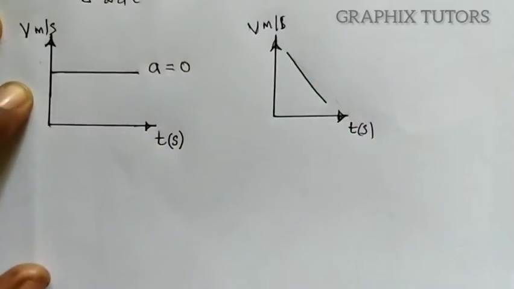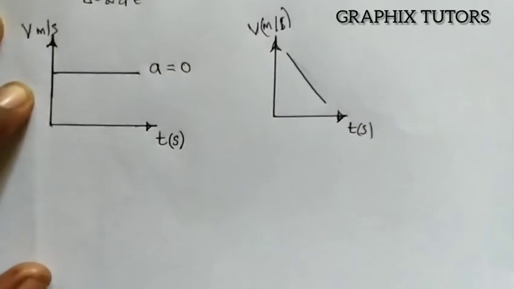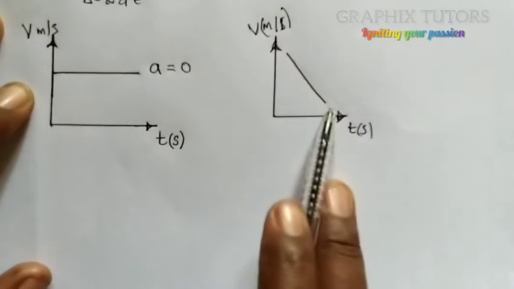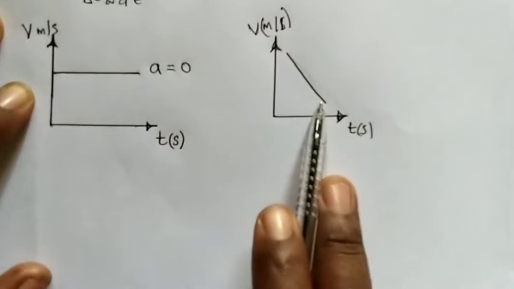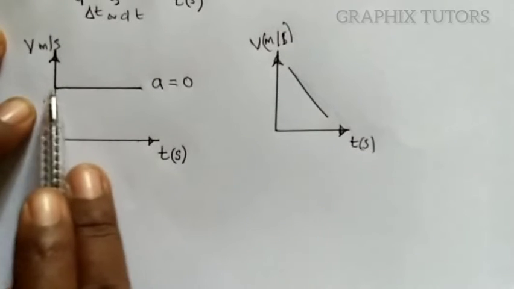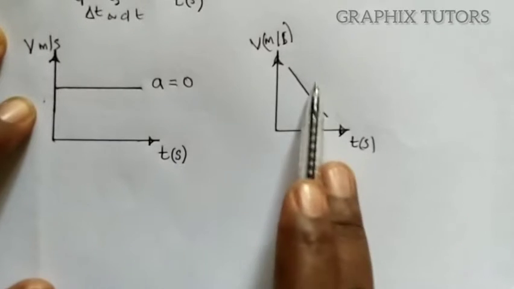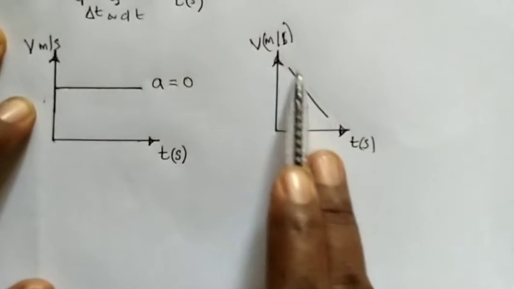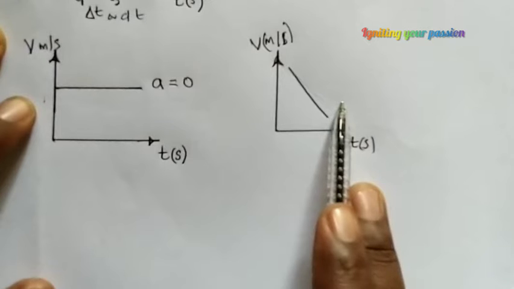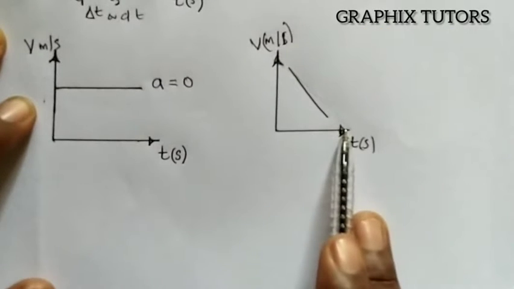Deceleration is what? Negative acceleration. So when it is coming down, you say the body is what? Decelerating. When it is on a straight line this way, you say it is what? The velocity is what? Constant. Here acceleration, you call it negative acceleration, or you call it deceleration, or you call it retardation.